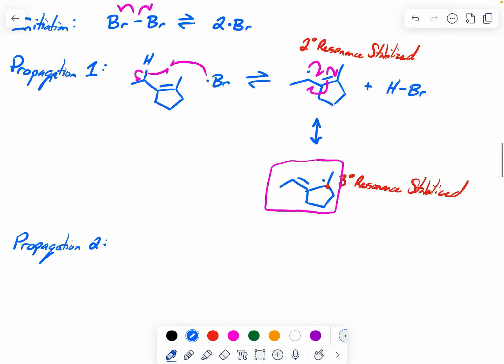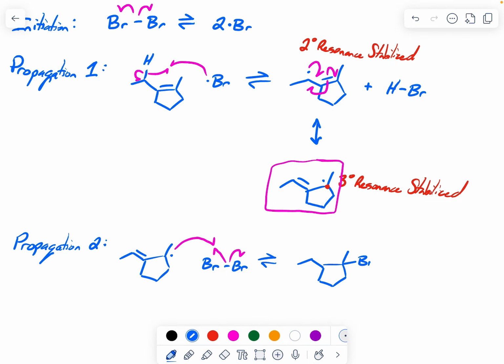Right, propagation 2, we're going to utilize that exact radical interacting with another molecule of Br2. Right, and that radical is going to use the one electron to form a bond with one of the bromines. The bromine-bromine bond will break using one electron from the bromine and then giving the other to the other bromine that's there. And this, of course, gives us the carbon-bromine bond being formed, as well as a new bromine radical that can go back into propagation 1.